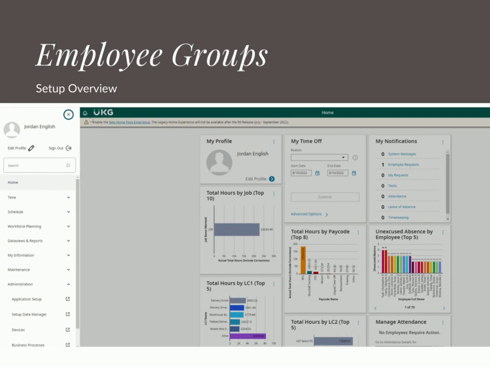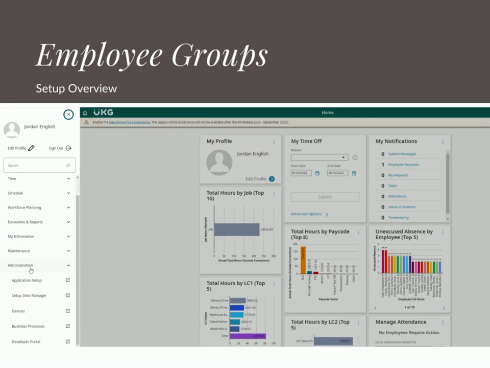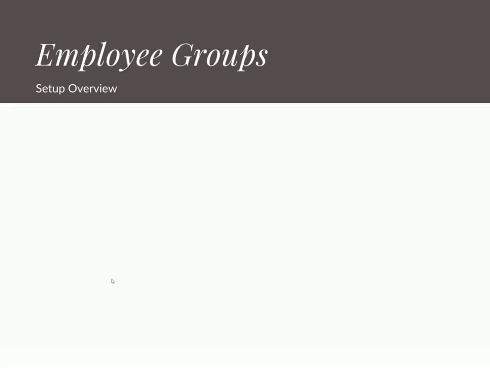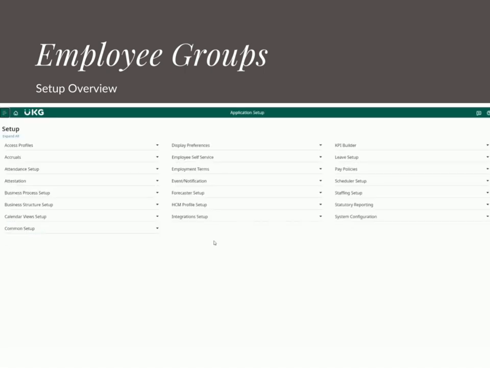Employee groups can be found by going to the main menu, Administration, and Application Setup. From here, you'll want to look at Business Structure Setup. There are two menu items in here that are relevant when it comes to employee groups, and they are Organizational Sets and Employee Group. Employee Group is essentially just an organizational set. They're basically the same thing, but updates may be required in one or another or both, depending on your situation.